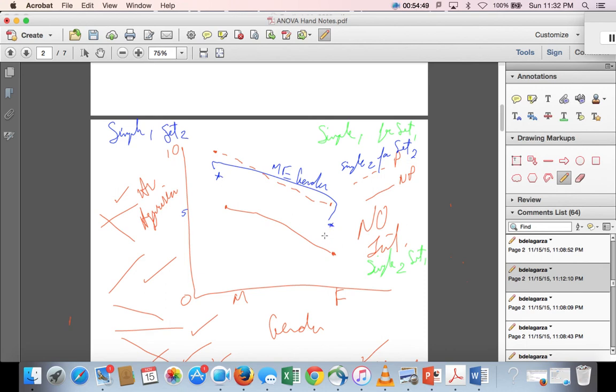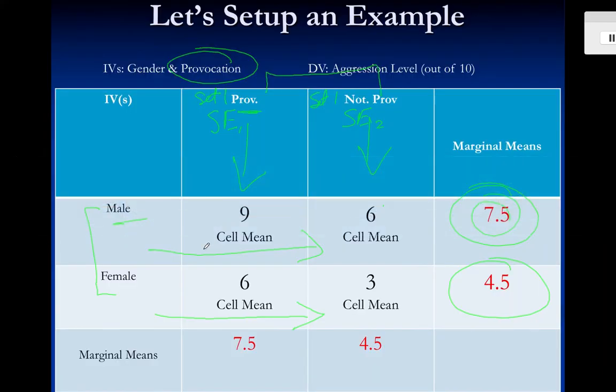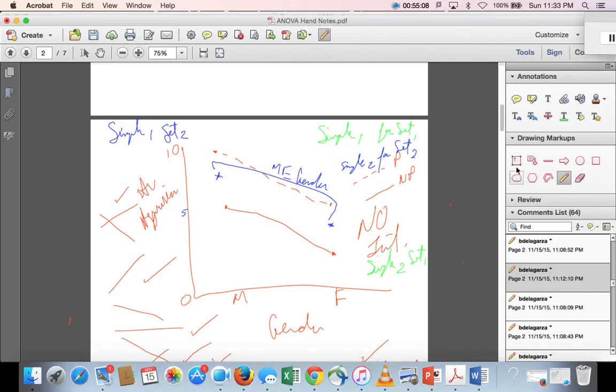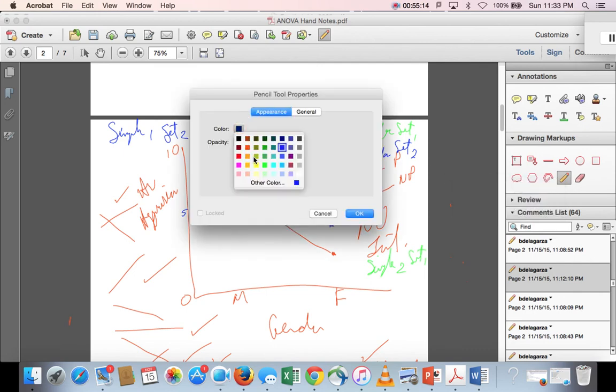Now, the marginal mean for provoked and the marginal mean for not provoked. Remember that my marginal mean for people who were provoked was the average of a 9 and a 6. For people who were not provoked, it was the average of a 6 and a 3. Marginal mean 7.5 for provoked, marginal mean 4.5 for not provoked. Again, going back to our figure, I'm just going to change the color of my marker one more time. I'll do a pink color.